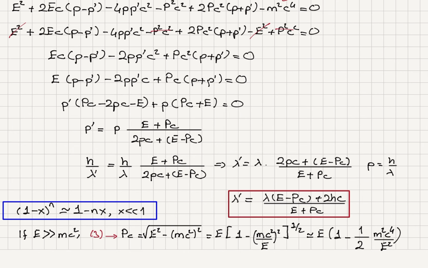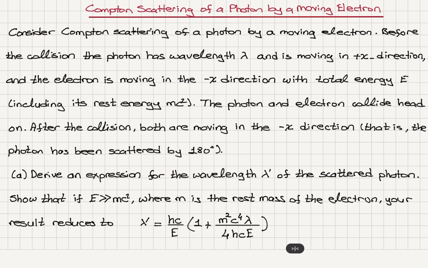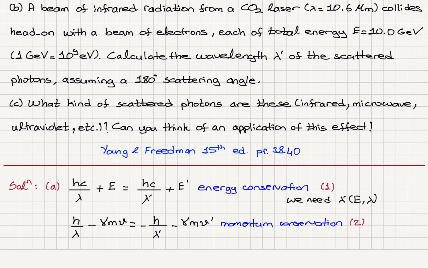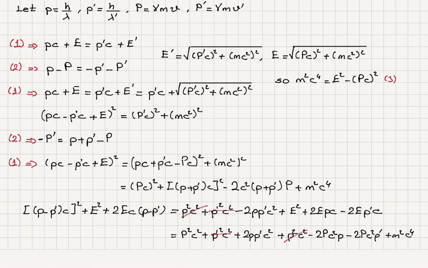Okay, so we can compare this to the suggested result here, and that's exactly what we have. Now let's move on to part B. A beam of infrared radiation from a carbon dioxide laser, lambda equal to 10.6 micrometers, collides head-on with a beam of electrons, each of total energy capital E equal to 10 giga-electron volts. 1 giga-electron volt is 10 to the 9 electron volts. Calculate the wavelength lambda prime of the scattered photons, assuming a 180-degree scattering angle.